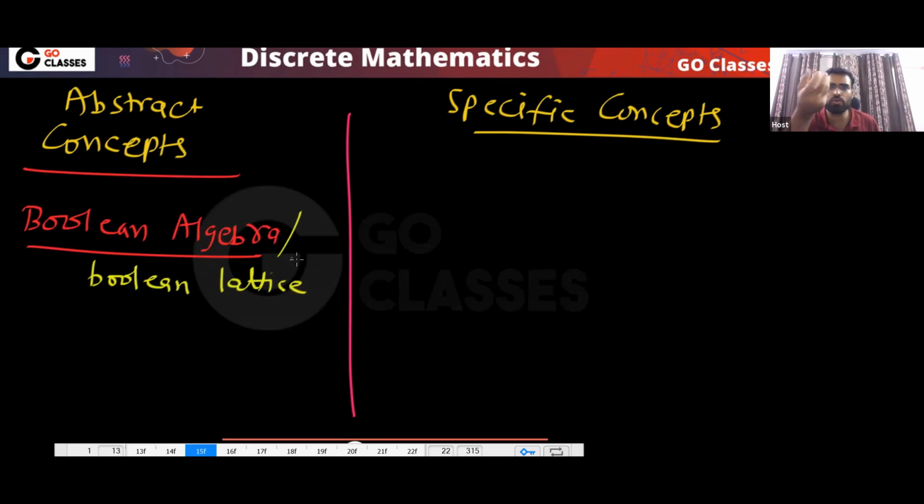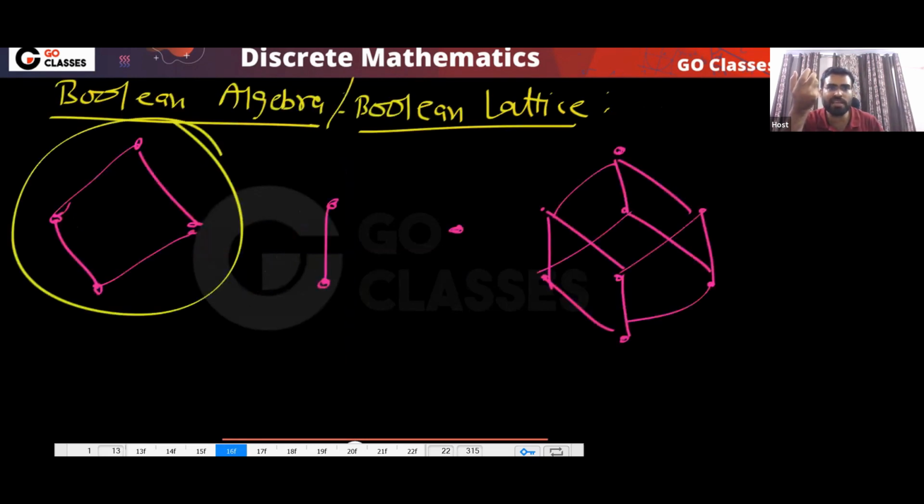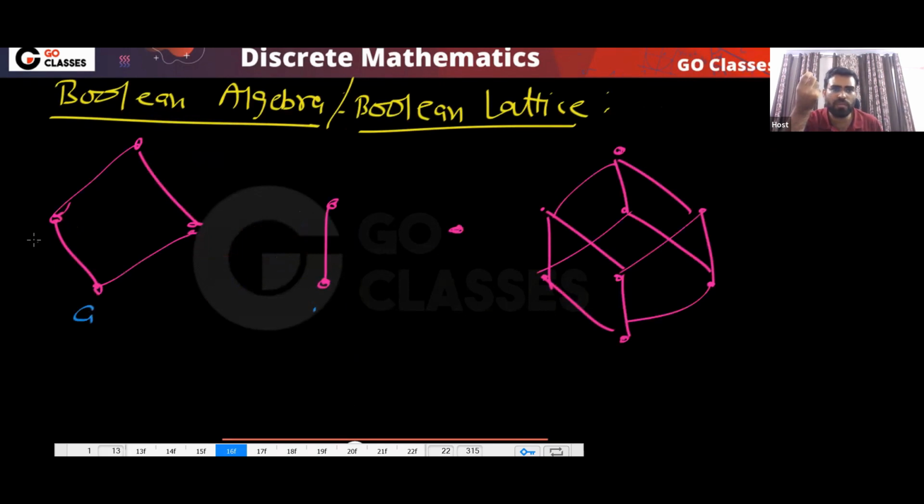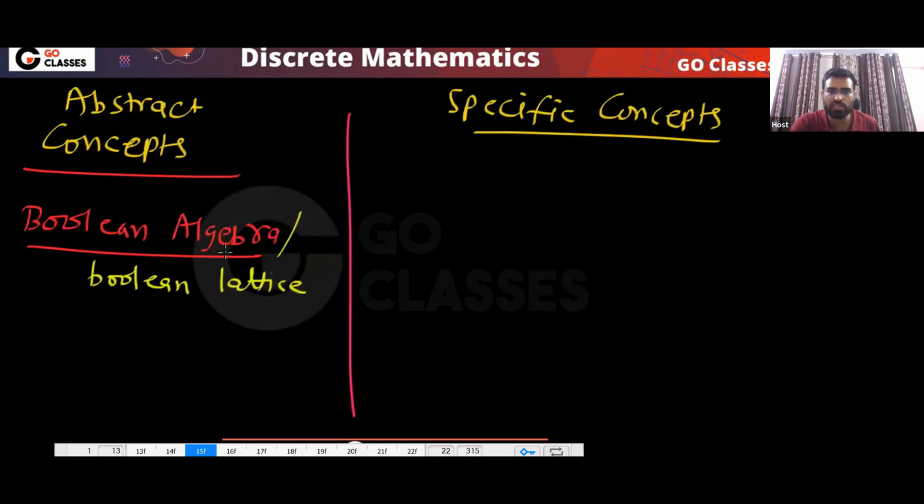So this is an abstract concept. These are abstract things. Like if I give you A, B, C, D, then what is A, what is B, what is C, what is D, right? Agree? Like this A, B, C, D is abstract, correct? So Boolean algebra is an abstract concept.